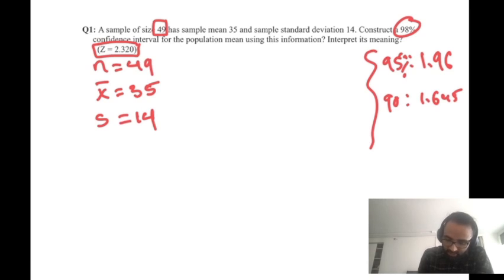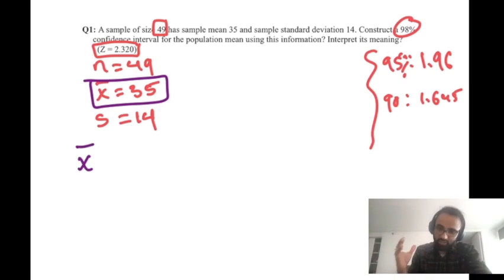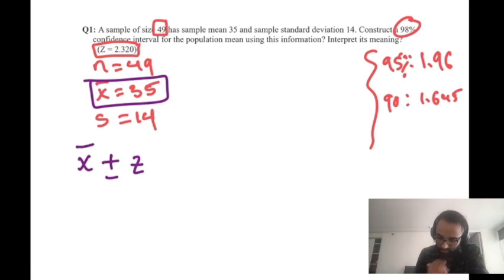And so to construct a confidence interval, what do we want to do? We take the mean, x bar, and then we're going to find two numbers. It's essentially an interval, just like the name says. So we're going to have a lower end and an upper end. What we're going to do to get there is take the sample mean and add or subtract from that the product of the z-value, which is given to you, 2.32 for the 98% confidence interval, and the standard deviation divided by the square root of the sample size.